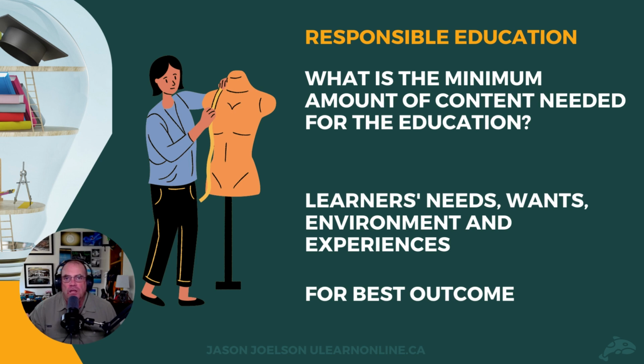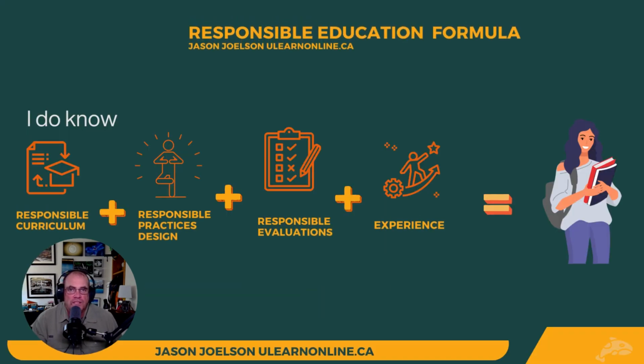And by doing that, we're going to come out with the best outcome for that student to be successful through that education. And again, as we're talking about responsible learning, if we build the correct needs, wants, environment, and experiences throughout the education, it does shift the responsibility to the student. So one of the things I want to talk about, up top there, is the responsible education formula.